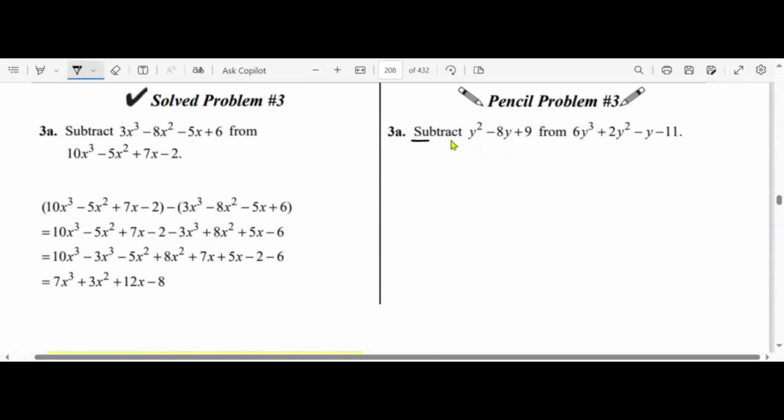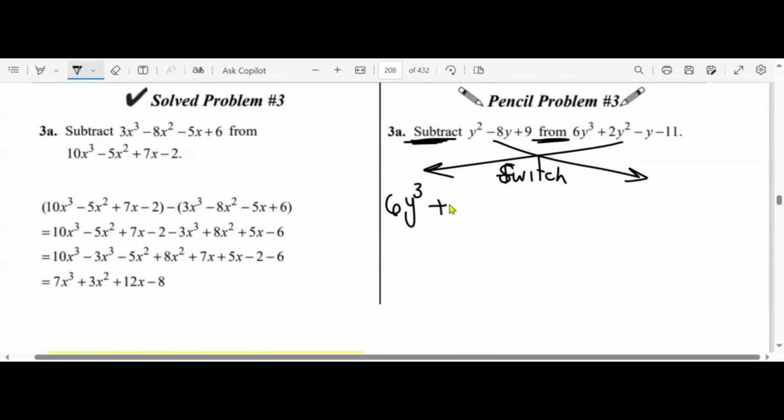Subtraction. So if it says "subtracted from," what should we do? We should reverse, flip, switch the order. So it's going to be 6y cubed plus 2y squared minus y minus 11.